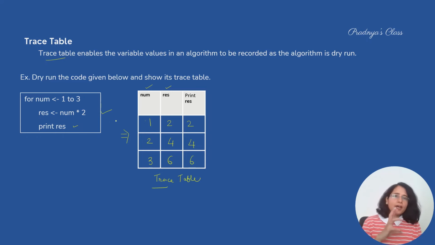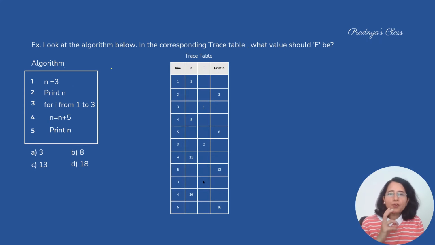So you can dry run any code and try to find out whether you are getting the correct answer or not. Let's try to solve one problem from your textbook. Here we have one algorithm, and from the corresponding trace table we have to find out the value of E, and we can take the correct option.